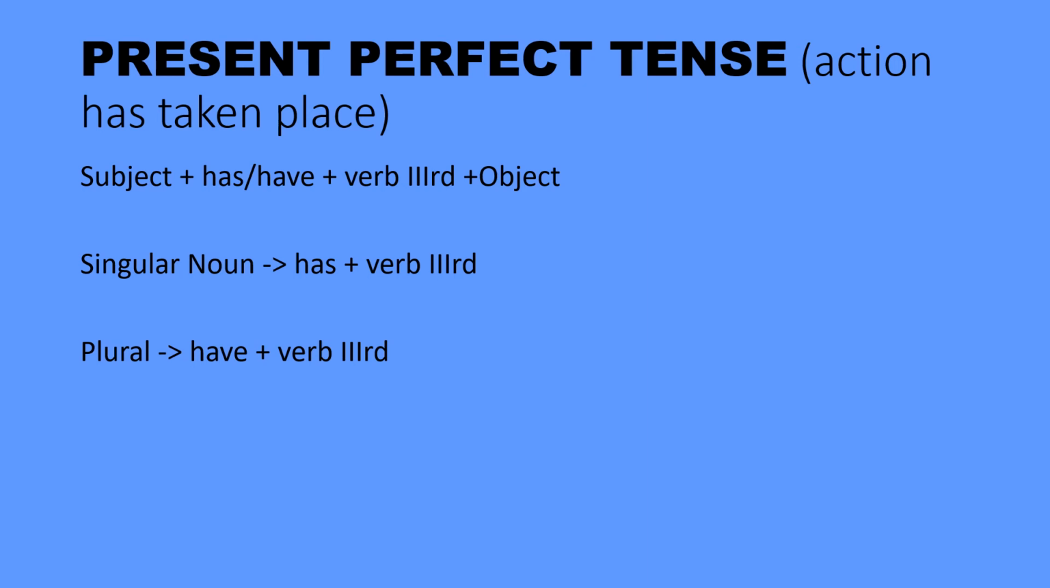So the structure of present perfect tense is subject plus has or have plus the third form of verb plus object. So here we will use the subject, we will use has or have according to singular or plural, then we will use the third form of verb, and then we will use the rest part of the sentence, that is the object. Now with a singular noun, we will use has, and with a plural noun, we will use have. Let us make it more clear with the examples.